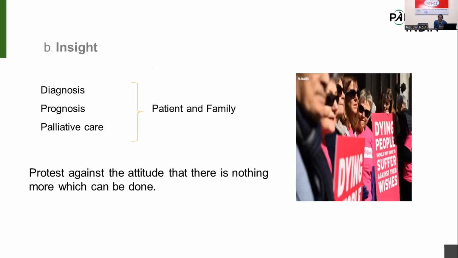The next one is the insight about the condition: insight about the diagnosis, prognosis, and palliative care. It's important that we are not there to give all the information about their diagnosis, prognosis, and what the palliative care team is going to be doing. But we have to identify what the patient and family think about their diagnosis, prognosis, and palliative care. That's it. We are not giving any counseling or clarifying their doubts for the first time.